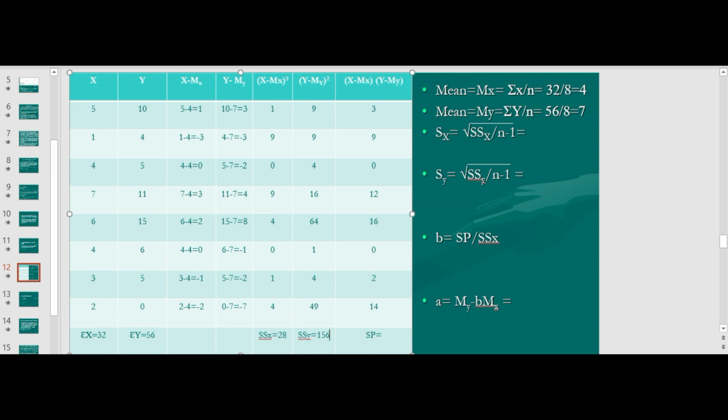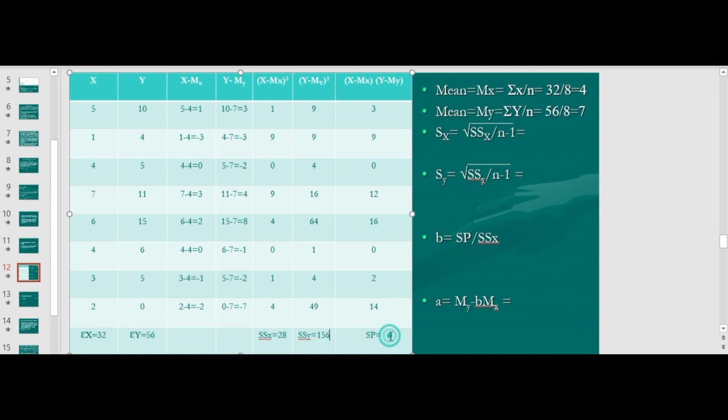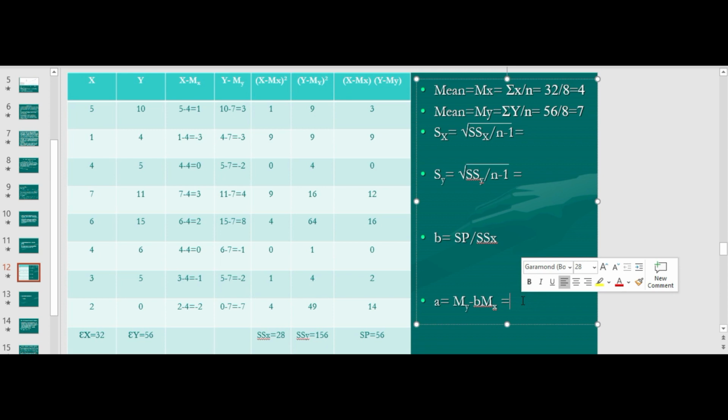156. Okay, again we will add all these values to get SP or the sum of products. 3 plus 9 plus 0 plus 12 plus 16 plus 2 and plus 14 is equal to 56.